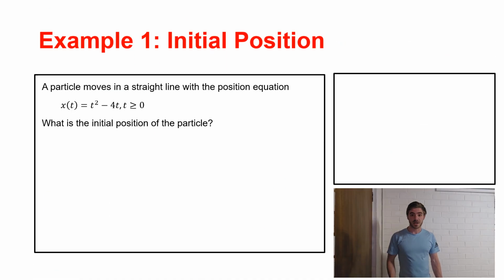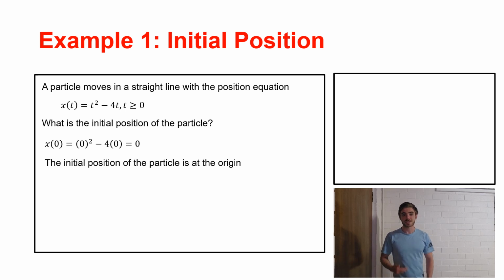A very common question to ask is, what is the initial position of the particle? Now, initial anything just means what happens at t equals 0. So initial position just means what is my position at t equals 0. And in this case, when you sub in t equals 0, you actually get a position of 0 as well. So this would be interpreted by saying that at t equals 0, the particle is at the origin. Or even more succinctly, the particle starts at the origin.